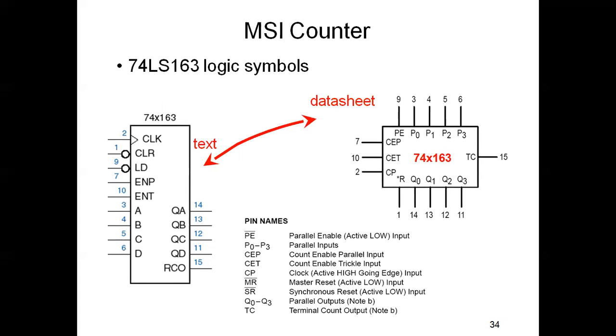74LS160 logic symbol. The datasheet is also available. Here we can see the active low inputs, pins 1, 7 and 9, and pins 3, 4, 5, 6 are A, B, C, D, with outputs QA, QB, QC, QD. CEP is the count enable parallel input, CET is the count enable trickle input, and TC is the terminal count. These we have already discussed.